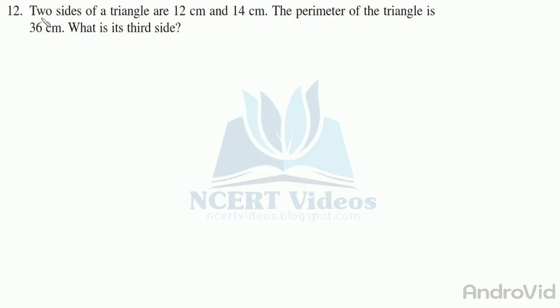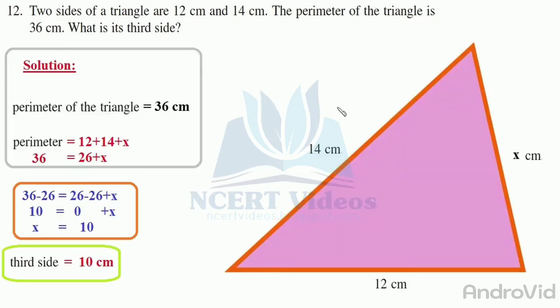12. Two sides of a triangle are 12 centimeter and 14 centimeter. The perimeter of the triangle is 36 centimeter. What is its third side? Now two sides are given. You can visualize this is a triangle. Two sides are given, that is 14 and 12. We will have to assume the third is x centimeter. We don't know it at this point of time. But the perimeter is given, that is 36.